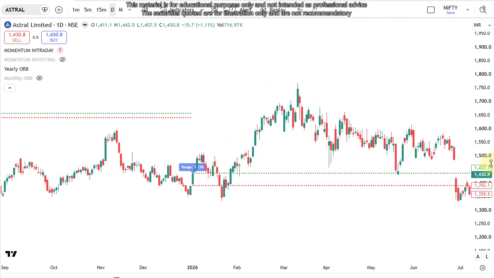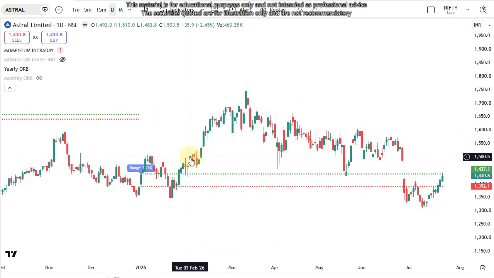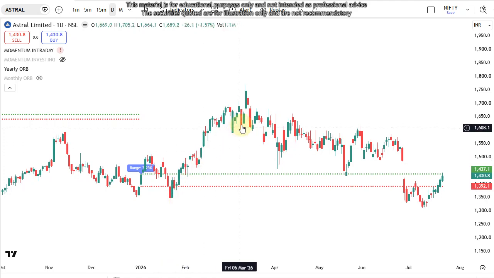So please follow a proper system and rule based trading. You can add your confluence. Here I have shown a moving average. You can add whatever strategy you are using with this.